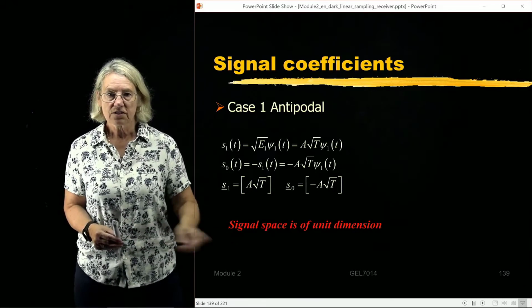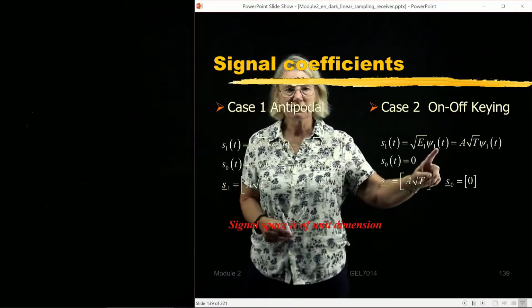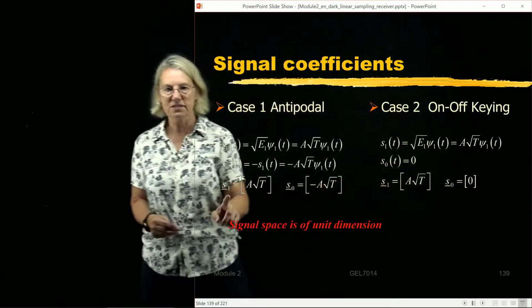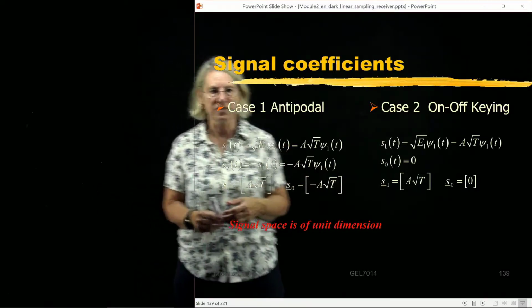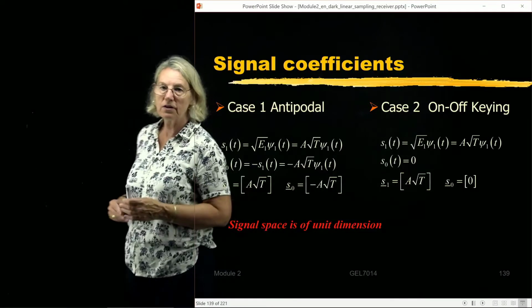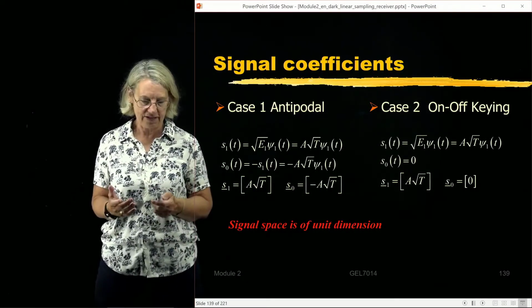So signal space is of unit dimension. If I look at on-off keying, again S1 is the same, so the coordinates are the same because they're the same symbols. So of course they have the same representation, the same basis. And the logic 0 in the on-off keying case is just the origin. It's just 0 because we send nothing.